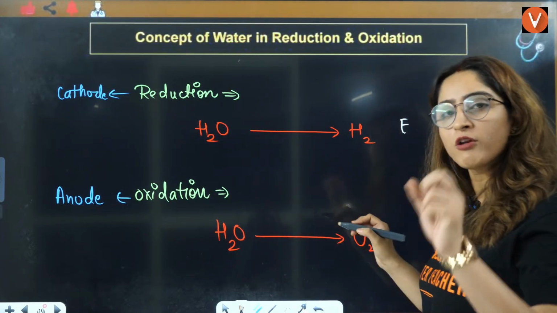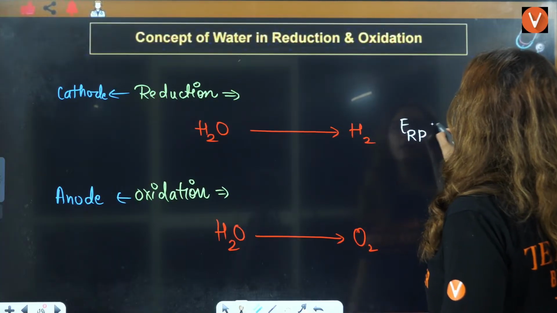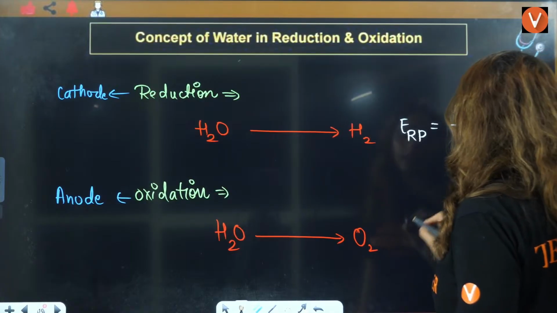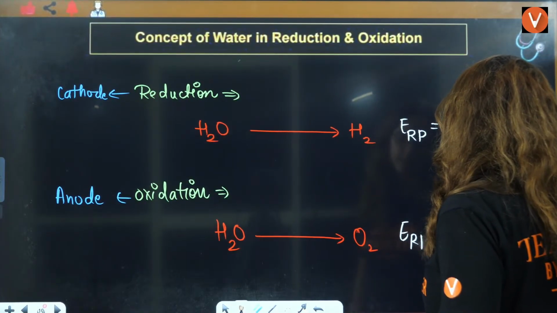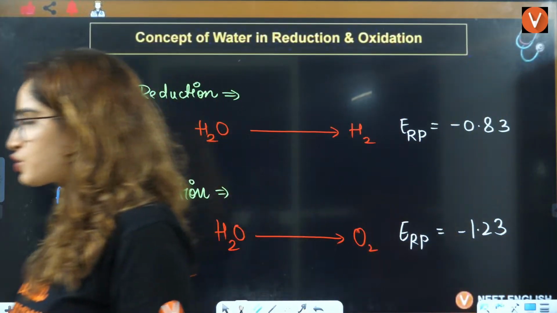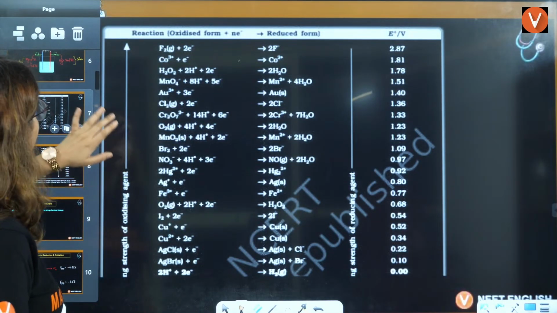The reduction potential here, on reduction I am always going to write reduction potential, and for oxidation I'll write oxidation potential. Reduction potential will be minus 0.83. And here, the potential is, I think, minus 1.23. Let me just check this value as well.